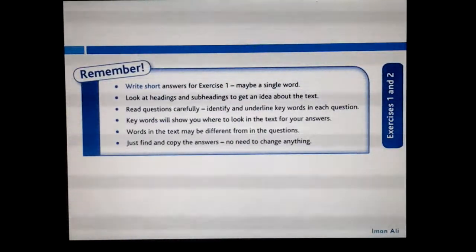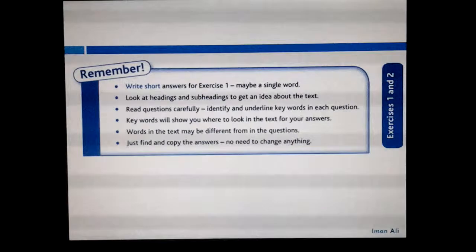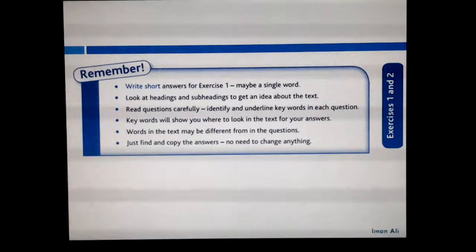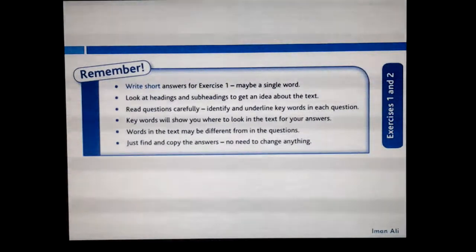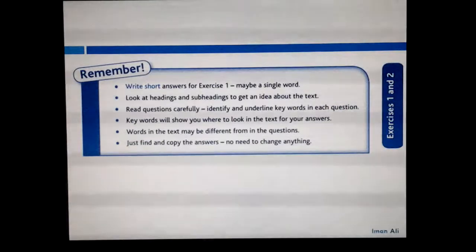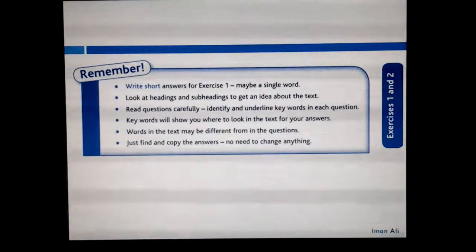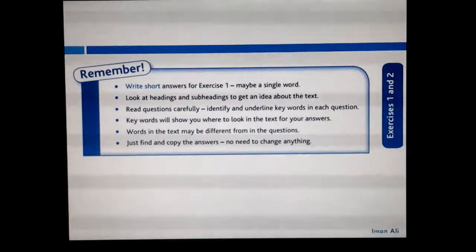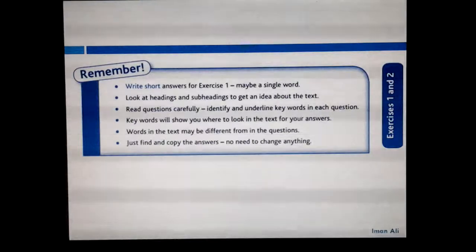So for exercise 1, remember to be very precise and do not exceed the line in any of the exercises of this English paper. Do not exceed the line given to you. Headings and subheadings are very useful because they give you an idea of what the whole passage is talking about. Read the question and the text very carefully so that you know what the question is asking and what the passage is about. Reading carefully doesn't mean you take your time. Be quick, but make sure that you do not skip anything and you understand what you're reading.